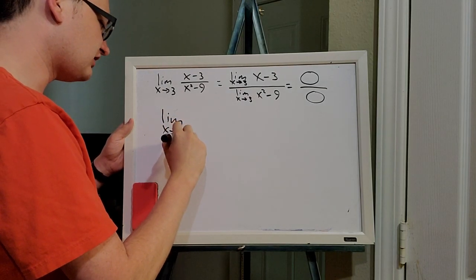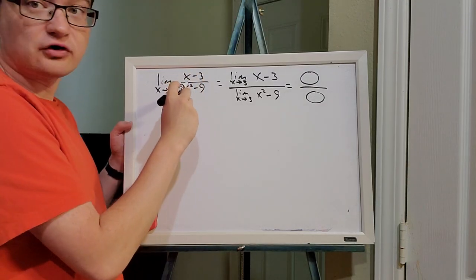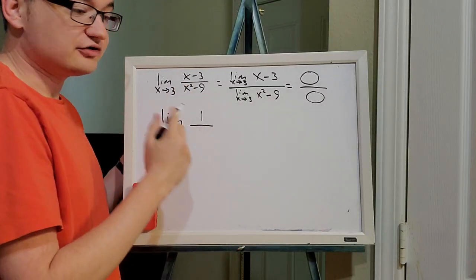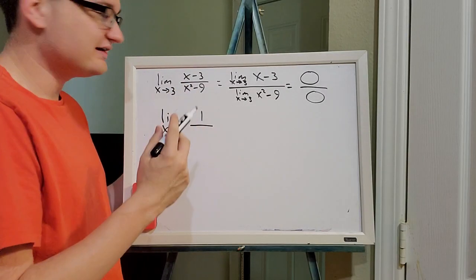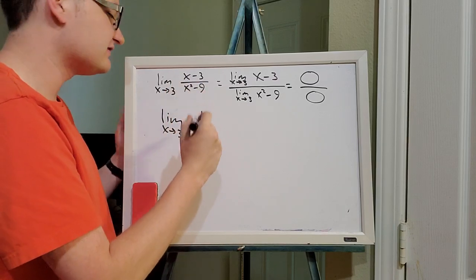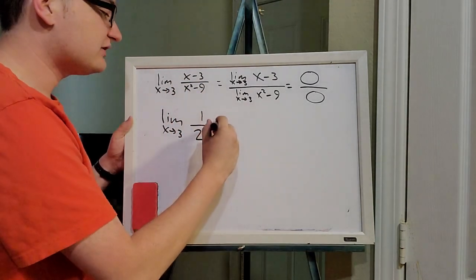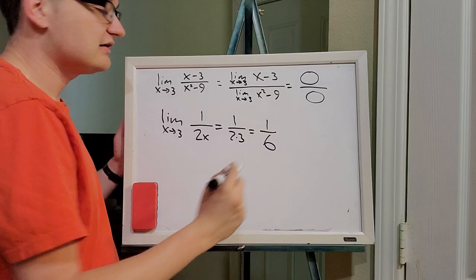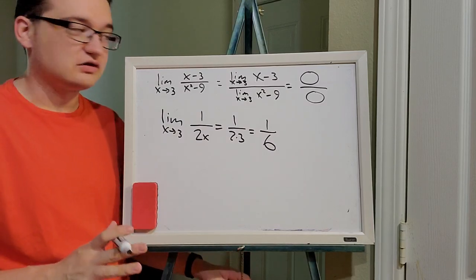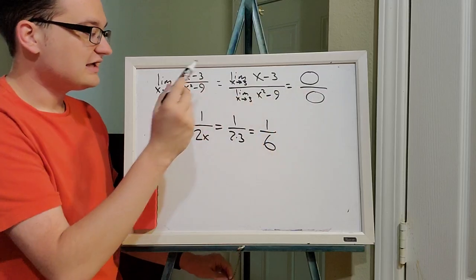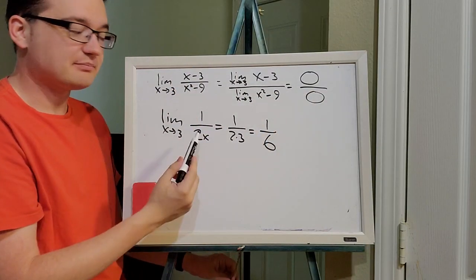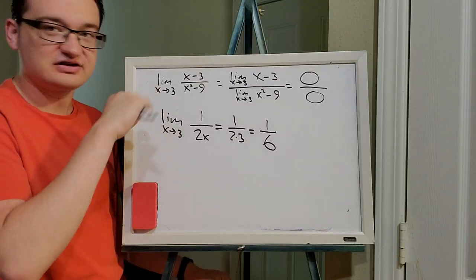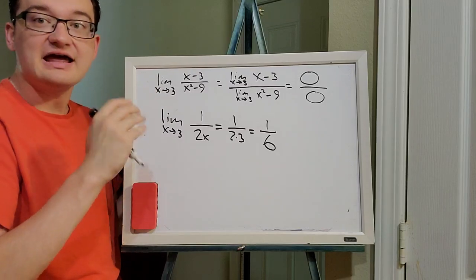Our new numerator is the derivative of our old numerator. Derivative of x minus 3, that's 1. Our new denominator is the derivative of our old denominator. Derivative of x squared minus 9, 2x. We take the limit of this, we get 1 over 2 times 3, 1/6. That's L'Hopital's rule in a nutshell. We get an indeterminate form, take derivative of the top, take derivative of the bottom, take the limit of that, and we should get 1/6. If you graph this out, you'll see that the two sides do end up meeting at about 1/6.